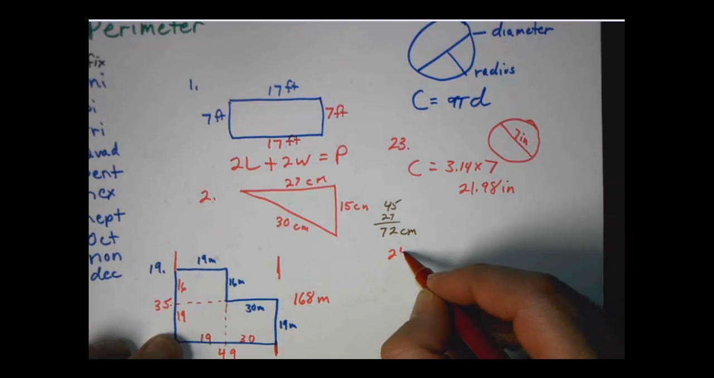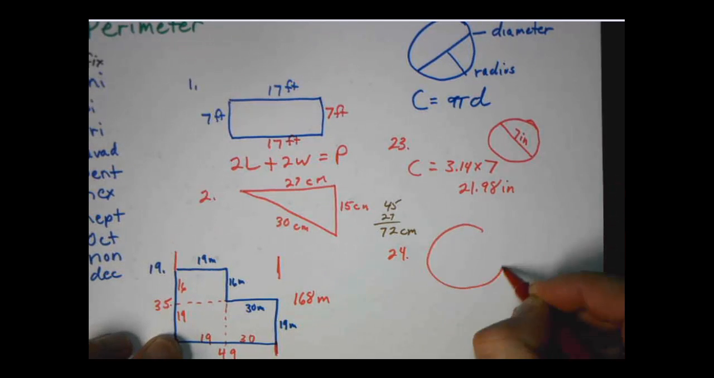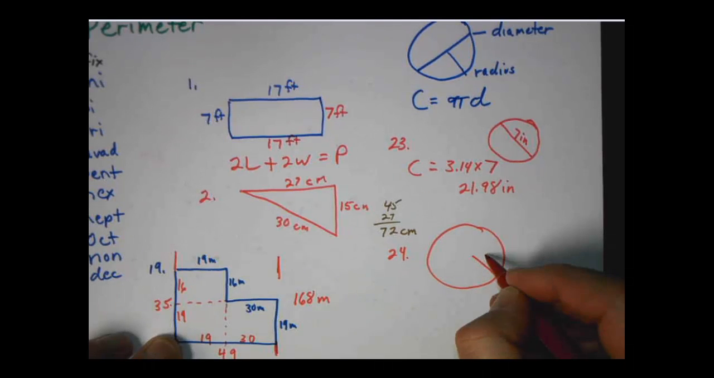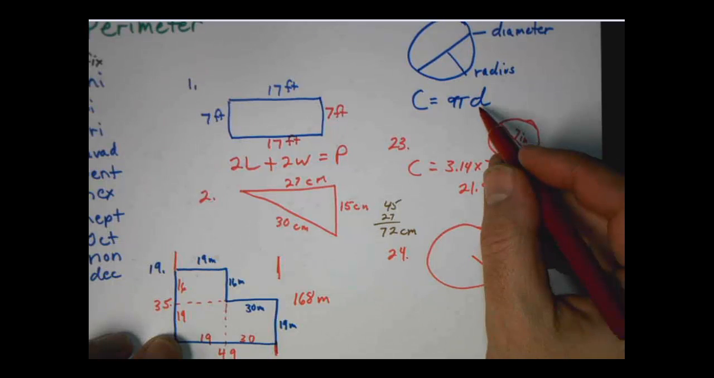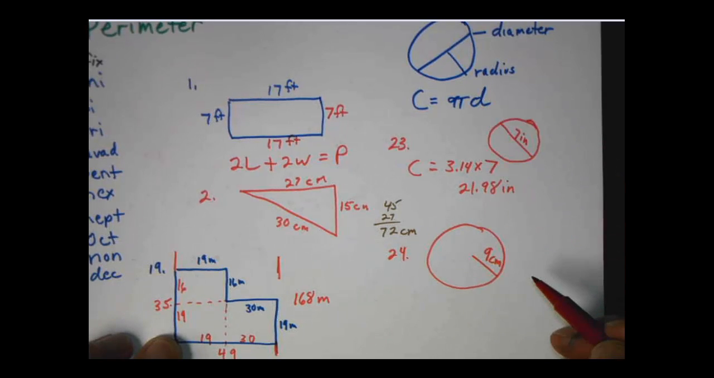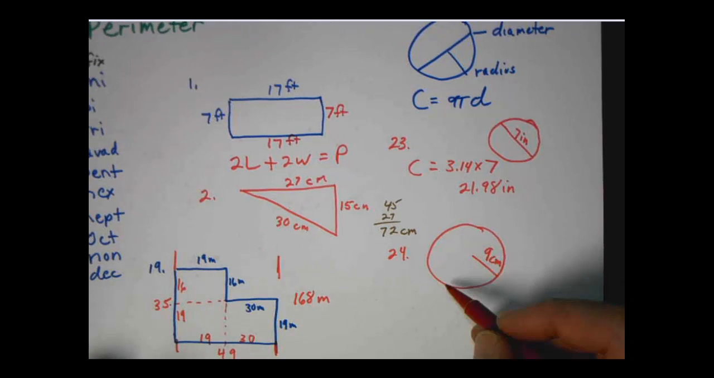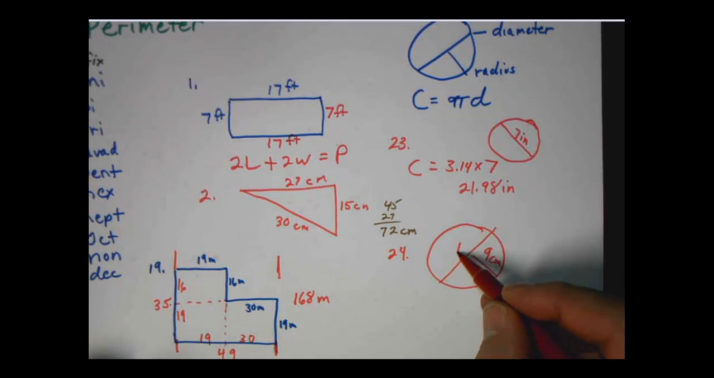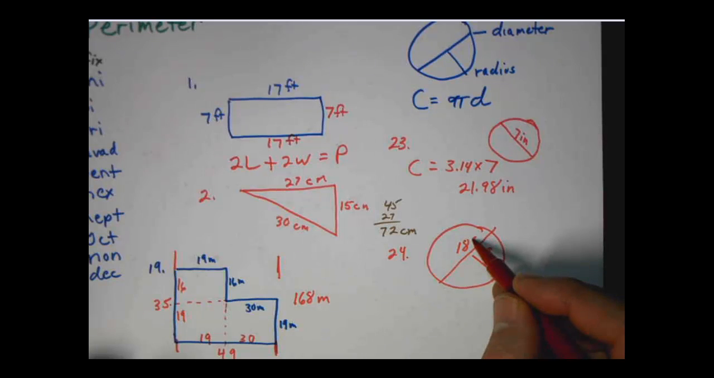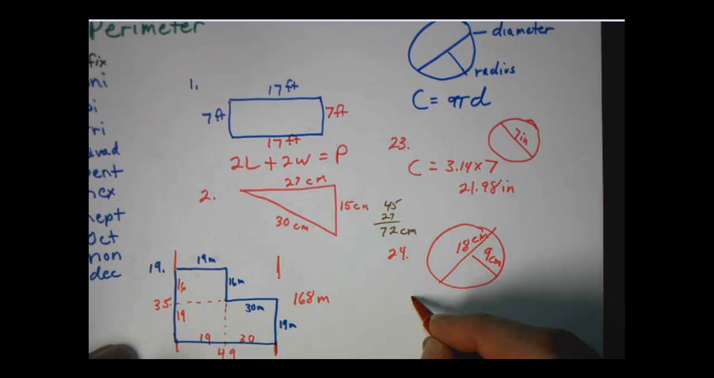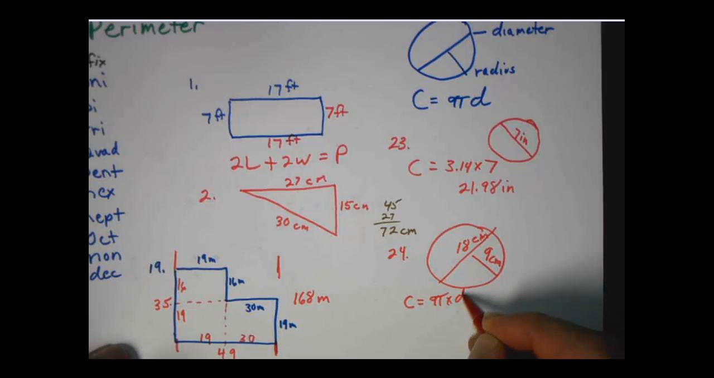Problem number 24, they give us a circle, and they give us a radius of 9 centimeters. Well, our formula says we need diameter. The diameter is clear across the circle. So if halfway is 9, clear across then must be 18 centimeters. So then we plug that into our formula.